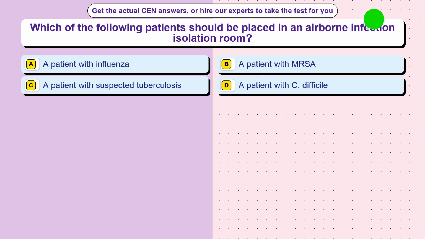Question 51. Which of the following patients should be placed in an airborne infection isolation room? Option A, a patient with influenza. Option B, a patient with MRSA. Option C, a patient with suspected tuberculosis. Option D, a patient with C. difficile.